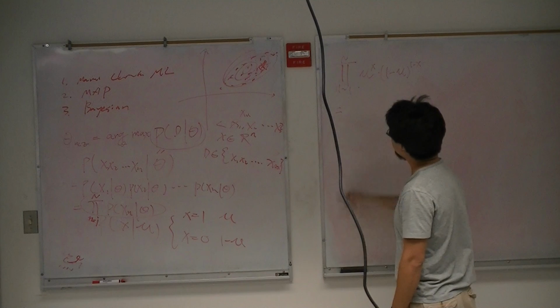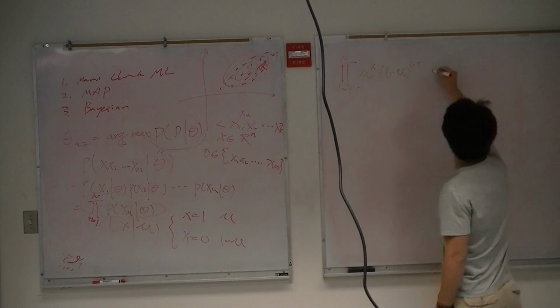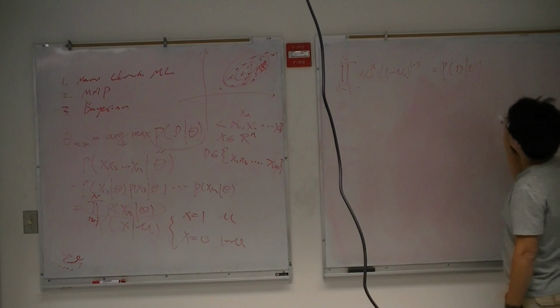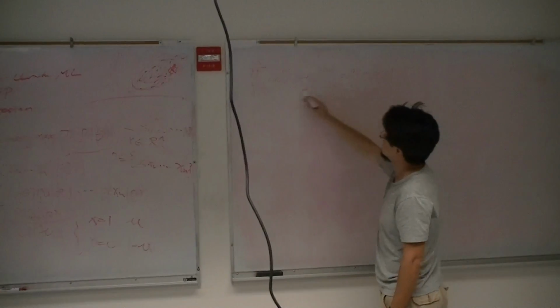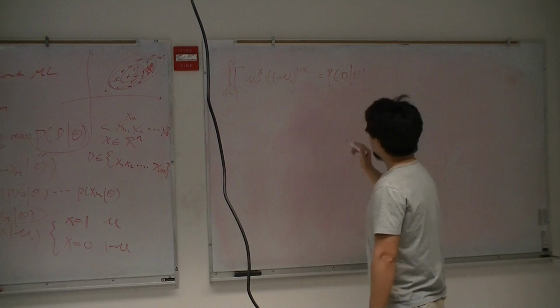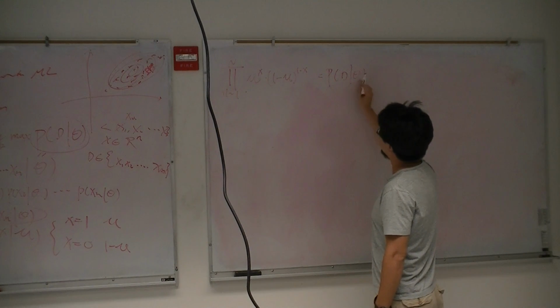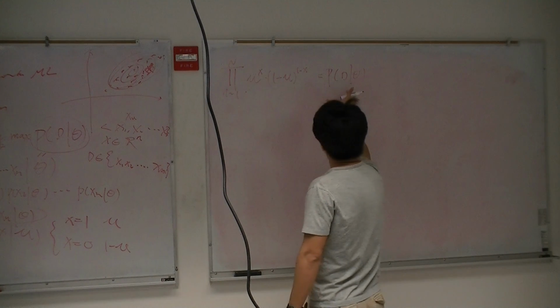So this is the probability. This is the probability of D given theta. Well, this theta is the general parameter. Here it stands for mu. We are going to compute the theta which gives the highest probability of this form.